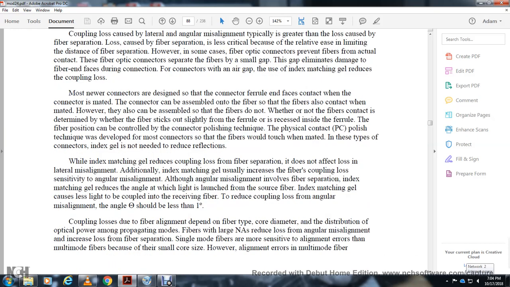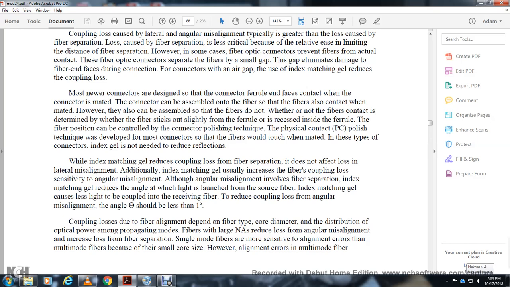Most newer connectors are designed with the fiber in the connector ferrule end face. The connector can be assembled onto the fiber so that the fibers contact each other. However, they also can be assembled with fibers that do not contact. Whether or not the fibers contact will determine whether the fibers stick out slightly from the ferrule or are recessed inside the ferrule, with the fiber position controlled by the connector polishing technique. The physical contact polishing technique develops the most connected fibers that touch when mated. In these types of connectors, index gel is not needed to reduce the reflection.